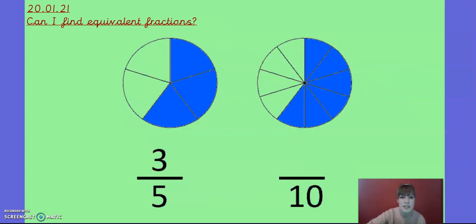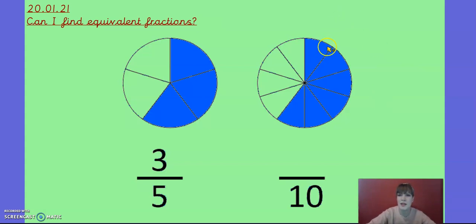And then this one, I've got 3/5. So I've split this cake into 5 equal pieces. And then I've shaded in 3, which is what my numerator tells me. And then this one, if you look at it, they look exactly the same, don't they? But then this cake is split into tenths. And I want you to write down or tell an adult in your room what my numerator should be. So how many equal pieces have been shaded. Okay, give you a minute.